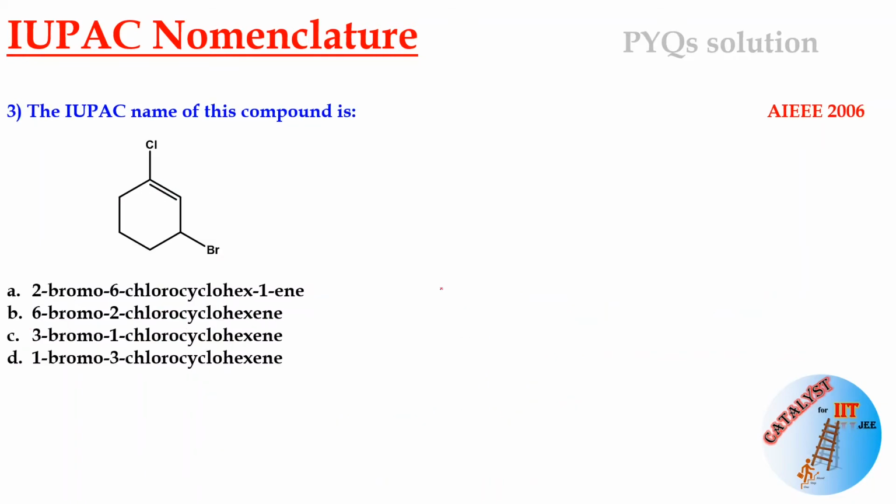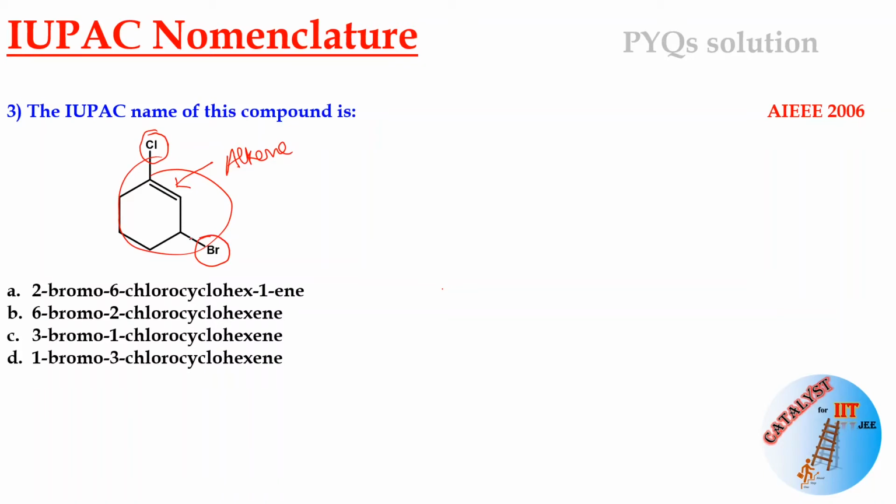So our next question is, what is the IUPAC name for this compound? First of all, this molecule is a cyclic structure, and this molecule does contain an alkene double bond as well as a chlorine functional group and a bromine functional group.